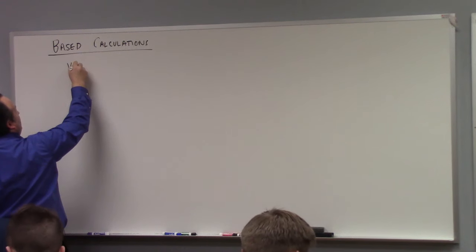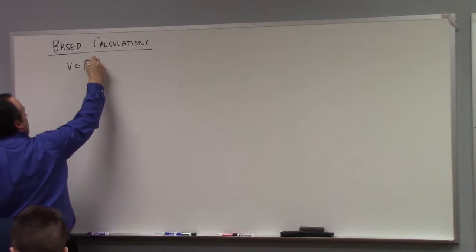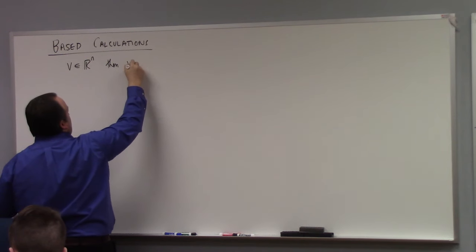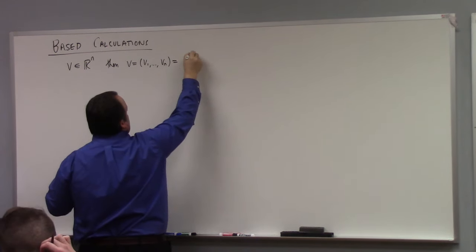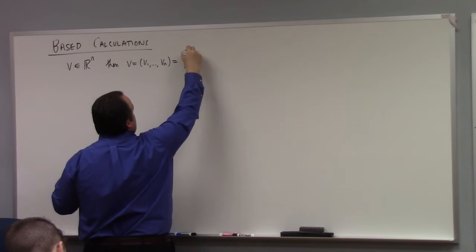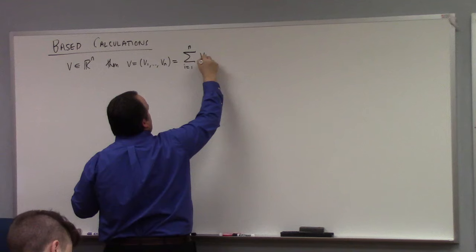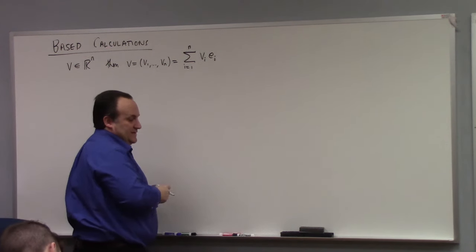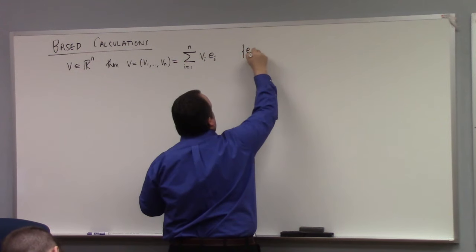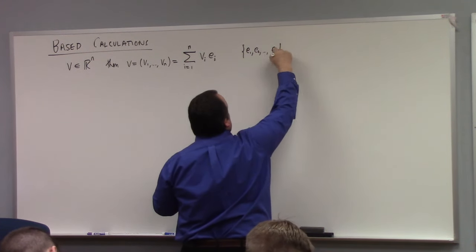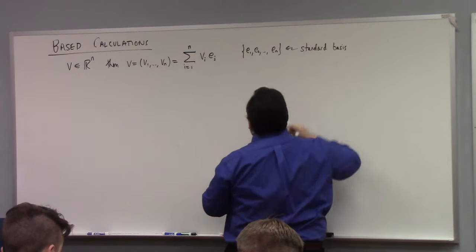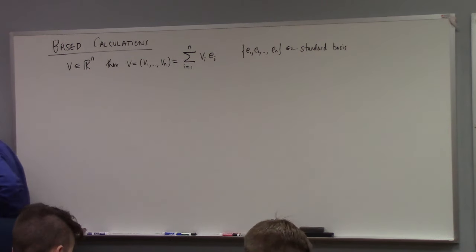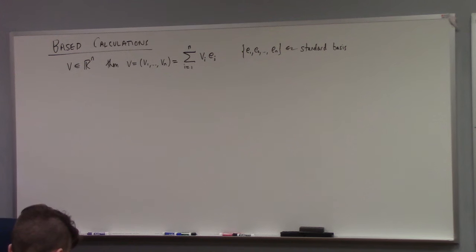So first and foremost, if V is an element of R^n, then we know we can write V as V1 through Vn. But we can also write it as the sum from i equals 1 to n of V_i e_i. So this thing here, e1, e2, through en, this is the standard basis. We've talked a little bit about this, but let's talk about it again. It's the standard basis for R^n. You can build any vector from it. It's a linearly independent set. It's super useful.